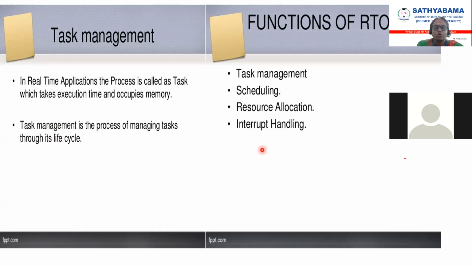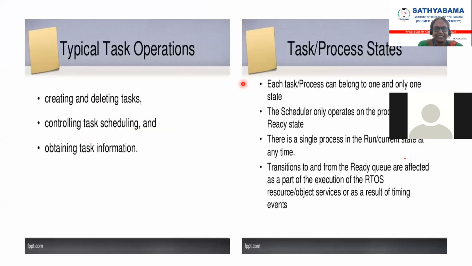Are you clear? The functions we have already discussed. So what are the typical task operations? Creating and deleting tasks, controlling the task scheduling, and obtaining the task information. So we have to create and delete, control, and get information. I think you can easily remember: creating and deleting the task, controlling the task scheduling, and obtaining the task information.